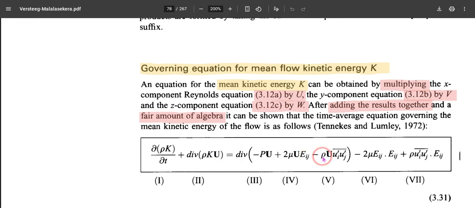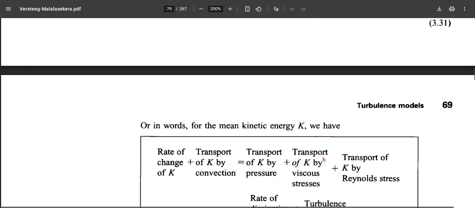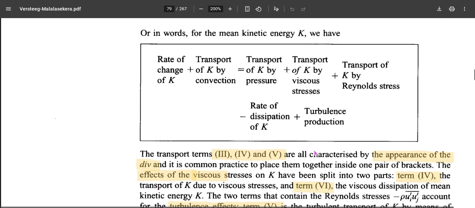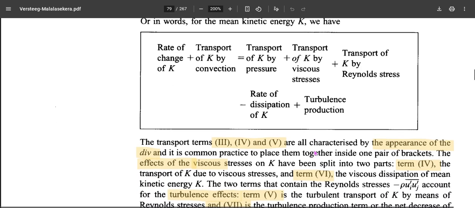These have 7 terms. The 7 terms are: the first term is the rate of change, then transport by convection, transport by pressure, transport by viscous stresses, transport by Reynolds stresses, and the source and sink components, which are the dissipation and the turbulence production. Again, based on the properties of these terms, we can aggregate them into a commonality.